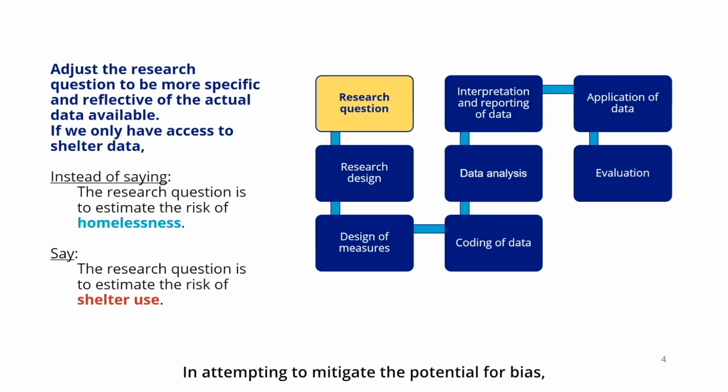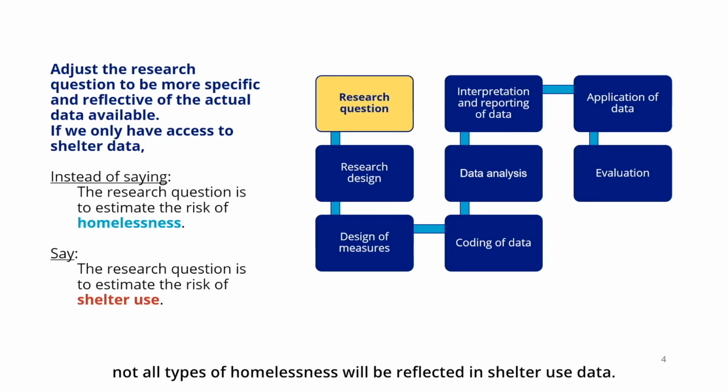In attempting to mitigate the potential for bias, we would suggest adjusting the research question to be more specific and reflective of the actual data collected. For example, if you remember our illustration of label bias in homelessness research in Module 3, instead of saying that the research question is to estimate the risk of homelessness, when we don't have data to actually measure homelessness, we would say that the research question we can answer given the data we have is, what is the risk of shelter use? Homelessness is hard to measure, and not all types of homelessness will be reflected in shelter use data.